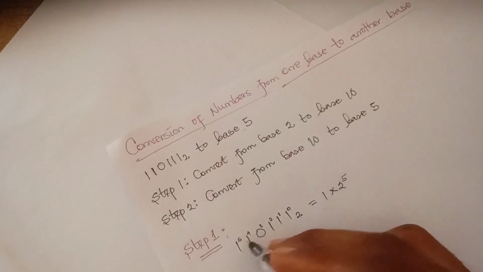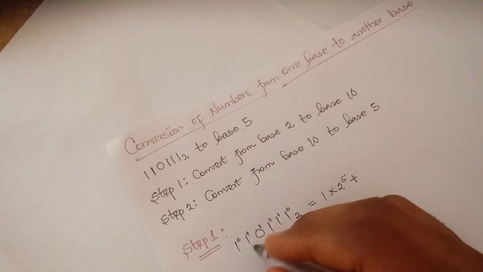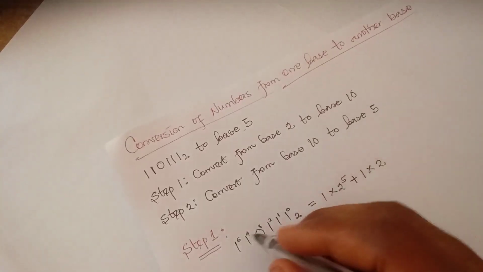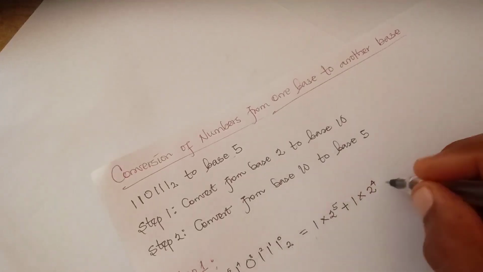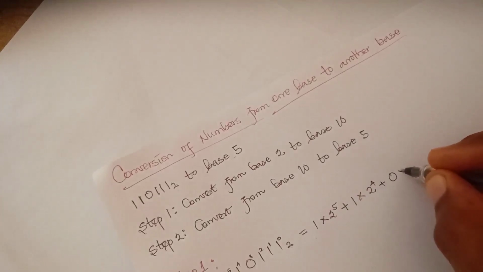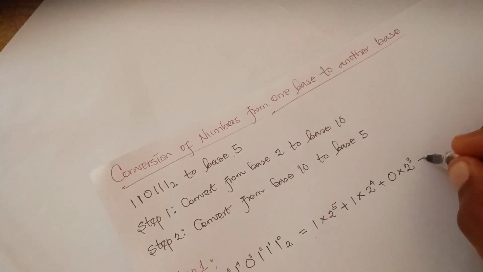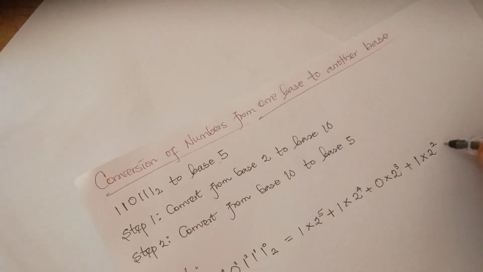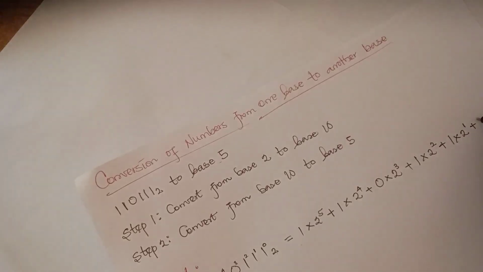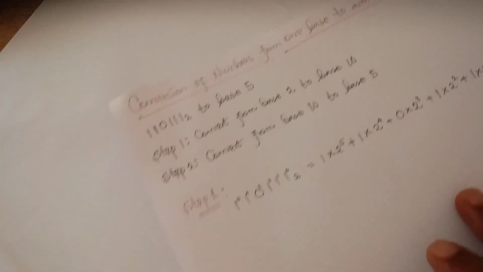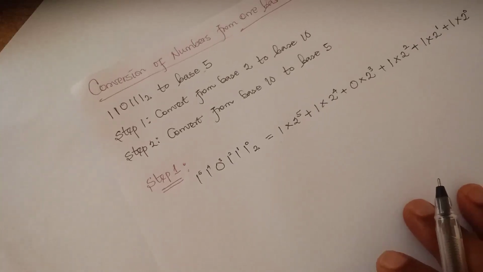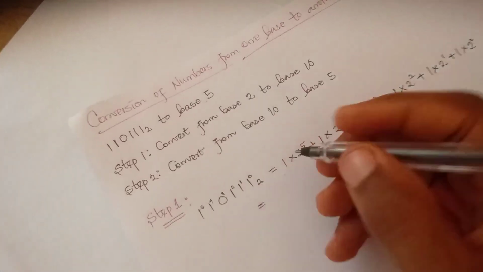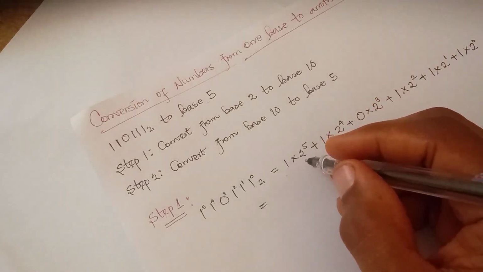So what we are now going to say is 1 multiplied by 2 to the power of 5, plus 1 times 2 to the power of 4, plus 0 times 2 to the power of 3, plus 1 times 2 to the power of 2, plus 1 times 2 to the power of 1, plus 1 times 2 to the power of 0. That is it. So now let us calculate.